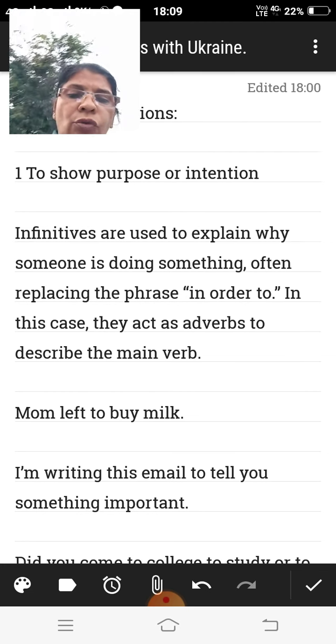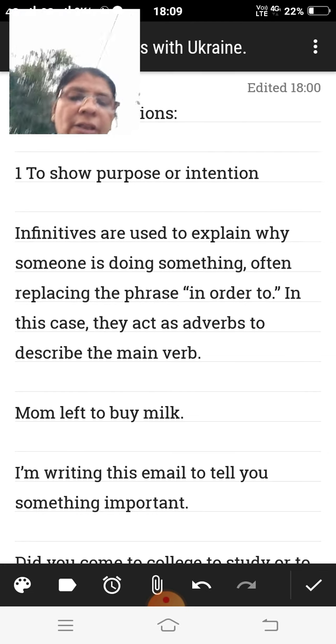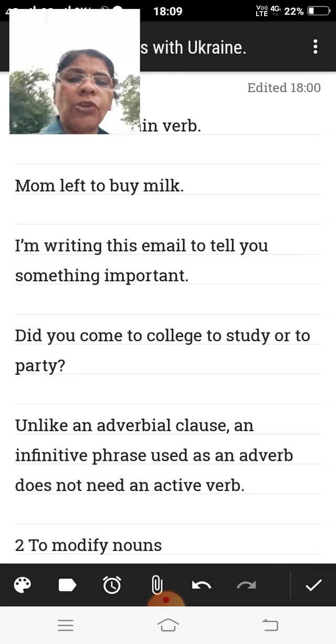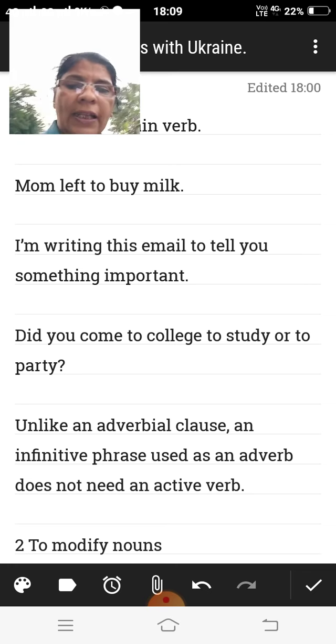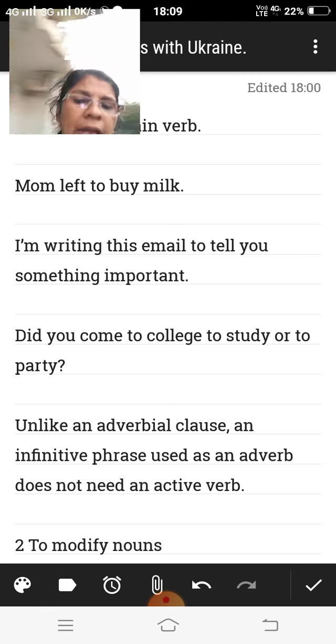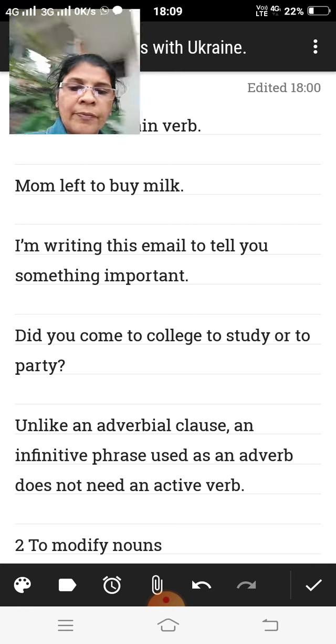Mom left to buy milk. I am writing this email to tell you something important. Did you come to college to study or to party? Unlike an adverbial clause, an infinitive phrase used as an adverb does not need an active verb.